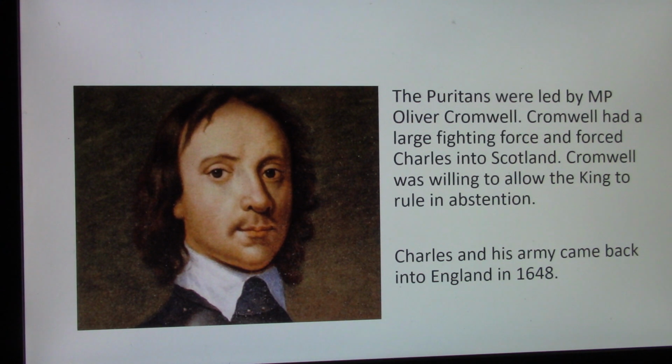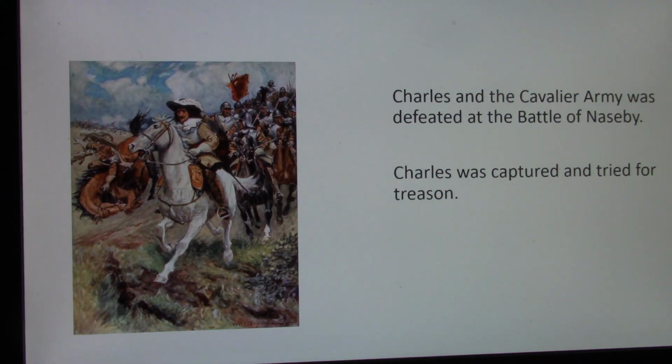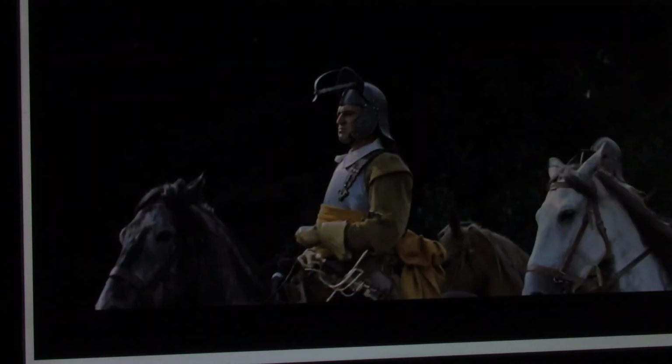Well, eventually Charles and his army is going to return to England in 1648, and a series of battles are going to be fought. Now, Charles and the Cavalier army will eventually be defeated at Naseby. Now, Naseby is going to be the site of a great battle between Puritans and Cavaliers. And in this battle, Charles himself is going to be captured, and he is going to be charged with treason.